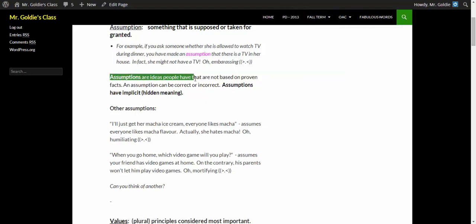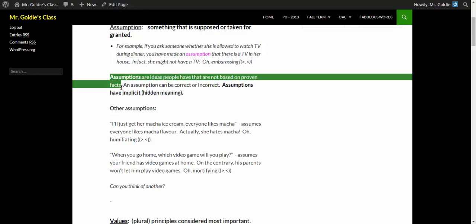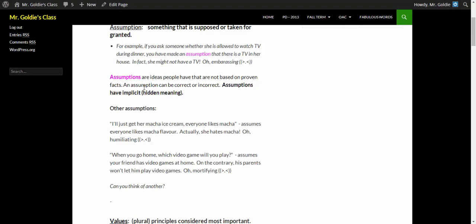Assumptions are ideas people have that are not based on proven facts. Okay? An assumption can be correct or it could be incorrect. It's kind of like a guess based on your own thinking or your own things that happen in your life, for example. Assumptions have implicit or hidden meaning. So for example, like this, I'll just get her matcha ice cream. Everyone likes matcha. This assumes that everyone likes the flavor matcha. But actually she hates matcha. Ooh, that's humiliating. So you come back with ice cream and the person doesn't like it because you assume that everybody likes matcha. You're thinking, who doesn't like that flavor?